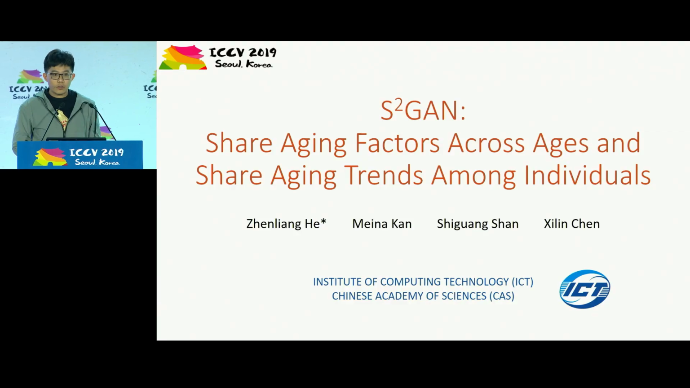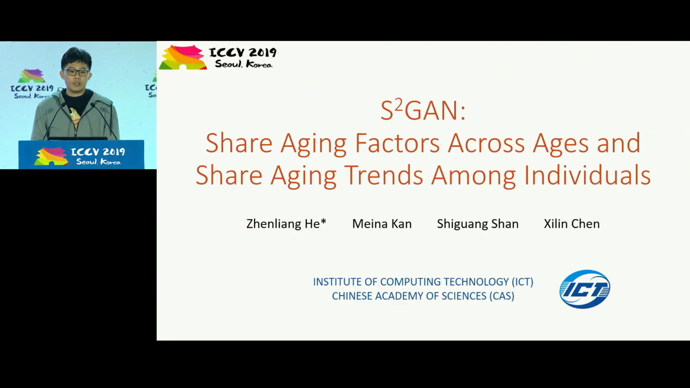So, good afternoon, everyone. It's my honor here to introduce our work S-squared GAN: share aging factors across ages, and share aging trends among individuals. All the authors are from the Institute of Computing Technology, Chinese Academy of Sciences. I'm the speaker, Zheng Lianghe.